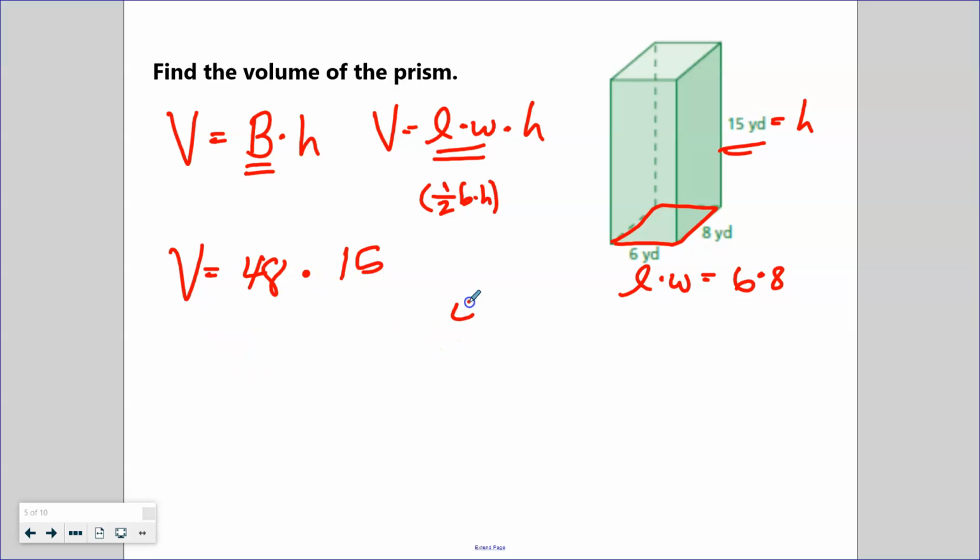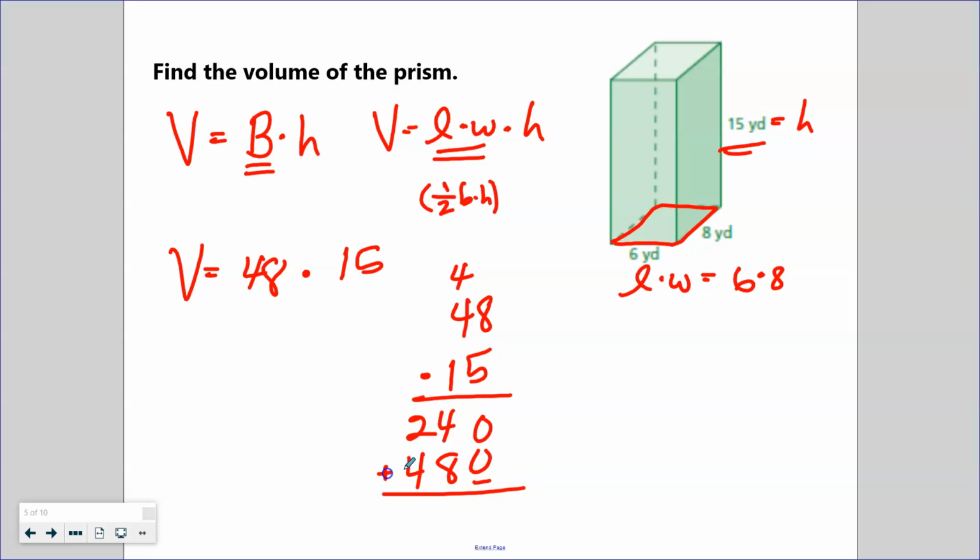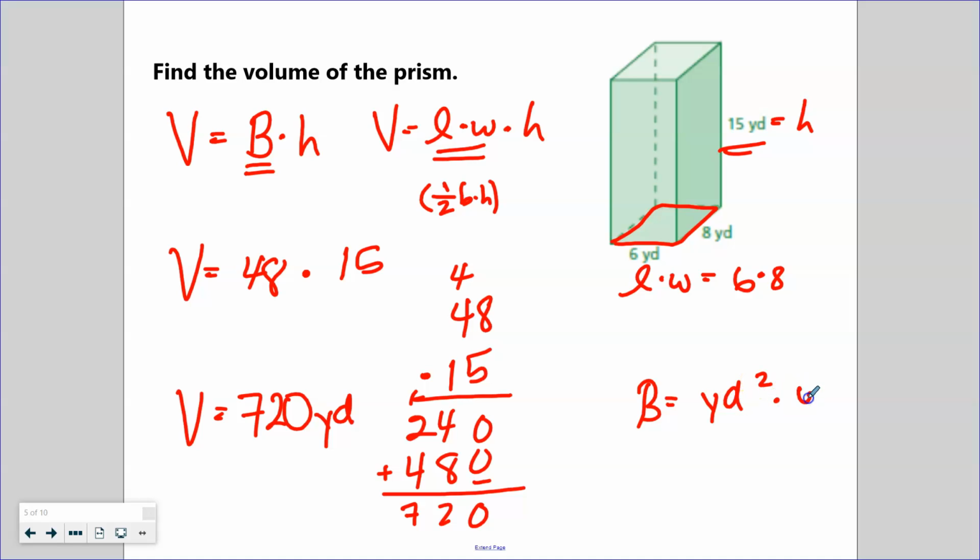Right, so 48 times 15. If you went for that calculator, this is what you should be doing on your own in your head. So 5 times 4 is 20, add the 0 for the placeholder. 1 times 8 is 8. 1 times 4 is 4. And add those together, and we get 720. So volume equals 720 yards.